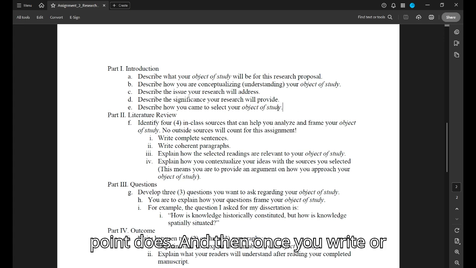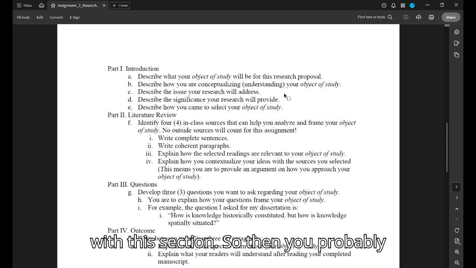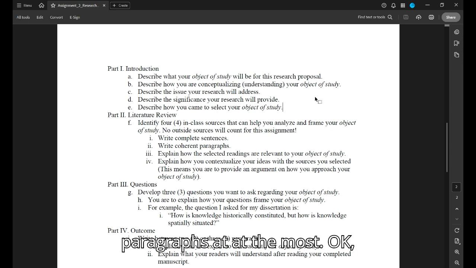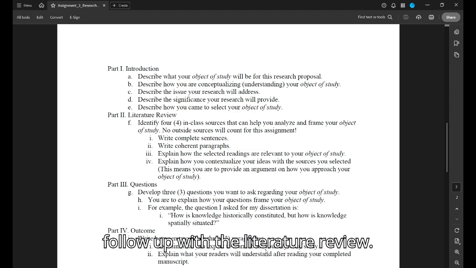And then once you write or address this final point, you're done with this section. So you probably would have maybe two, maybe three paragraphs at the most. Okay, so I'm going to stop here, and then I'm going to follow up with the literature review.